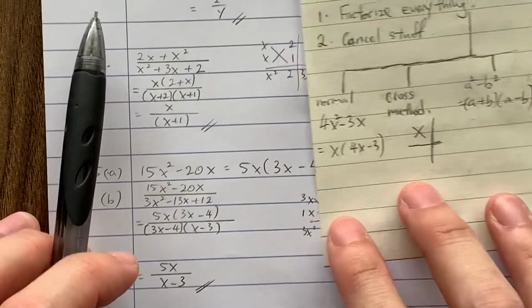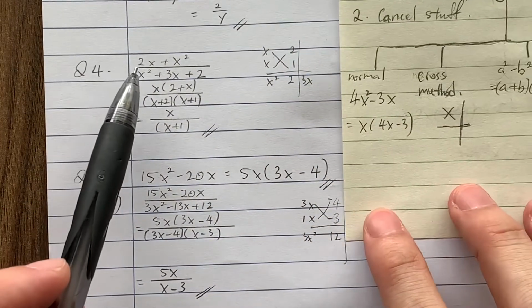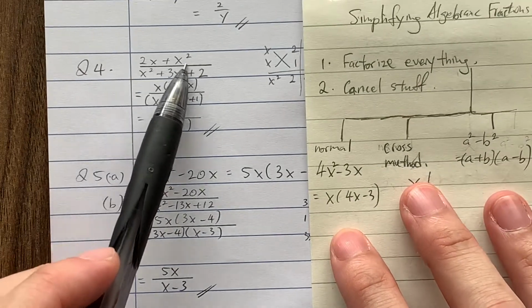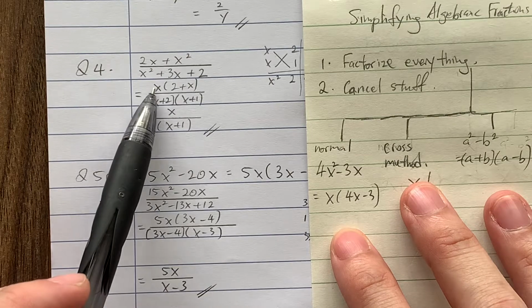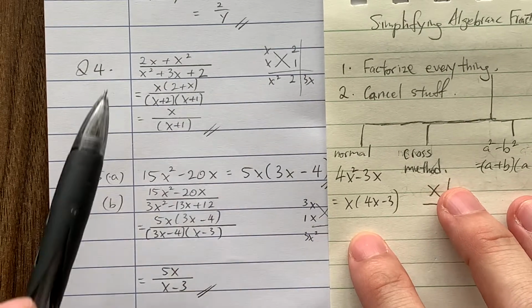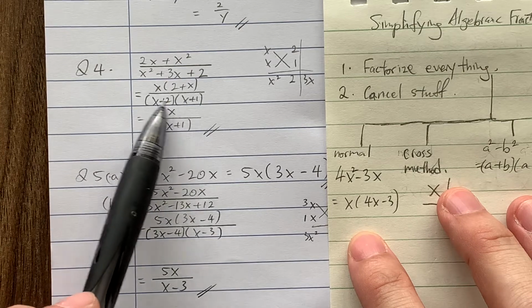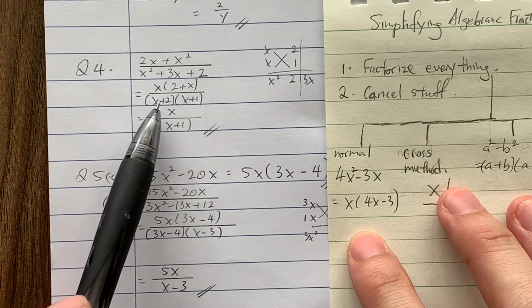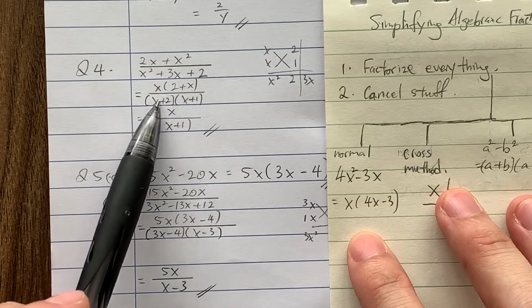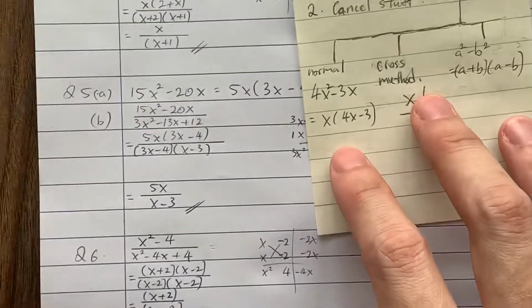Okay, so the next question, again, I'm looking at the numerator. Again, factorize everything, right? So both of them have x. I'm going to take out the x. And this one, I'm going to do cross method, and I'm left with this 2, and you can see that I have 2 plus x, x plus 2. They are the same thing in case you don't know. So I'm going to cancel this 2. That's the answer.